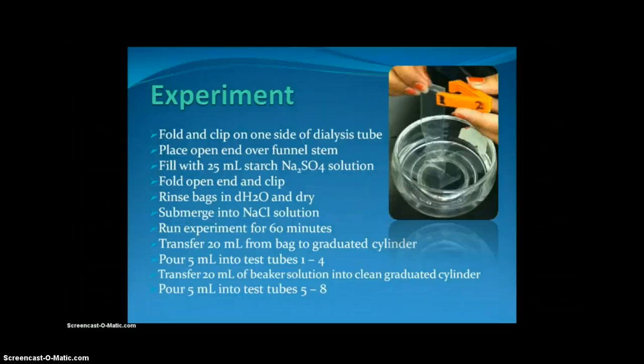We allowed the experiment to run for an hour, and we labeled 8 test tubes. After the 60 minutes were over, we poured 20 milliliters from the bag or dialysis tube into a graduated cylinder and used this to measure out 5 milliliters into the first 4 test tubes. So 5 milliliters per test tube. We then cleaned the cylinder and poured 20 milliliters of the beaker solution into the graduated cylinder so that we could pour exactly 5 milliliters of this solution into the remaining 4 test tubes.